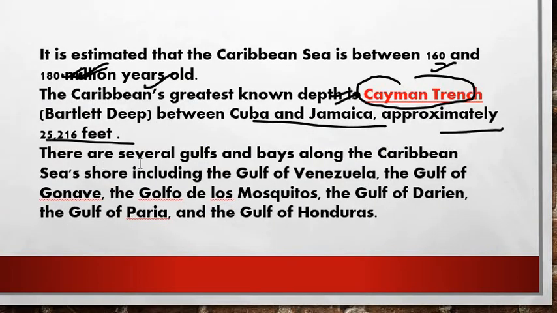Next we see there are several gulfs in the region of the Caribbean Sea. What are those gulfs surrounded by the Caribbean Sea? They are the Gulf of Venezuela, Gulf of Gonave, the Gulf of the Mosquitos, the Gulf of Darien, the Gulf of Paria, and the Gulf of Honduras. So these are all important, friends.